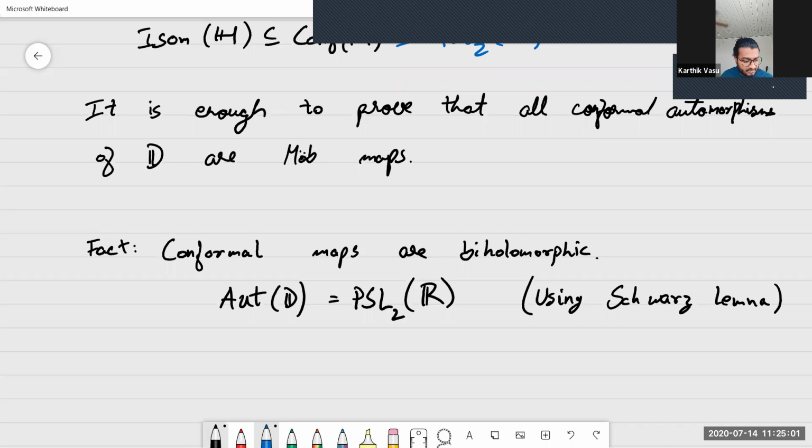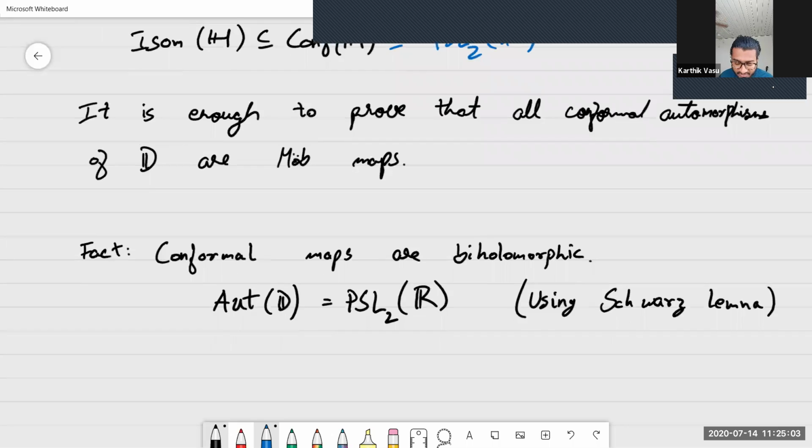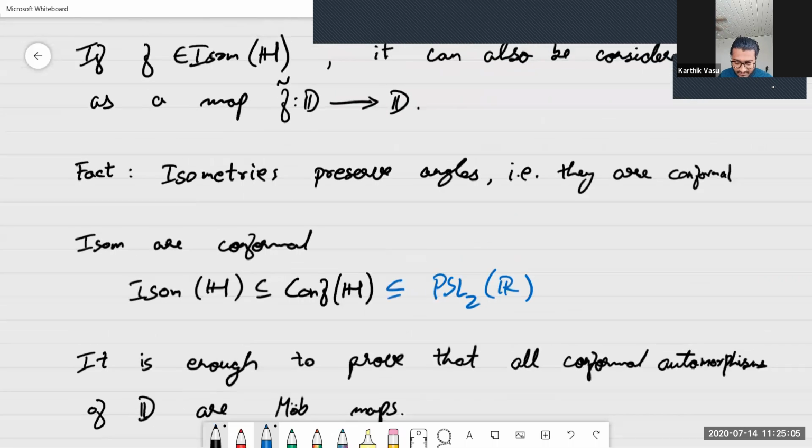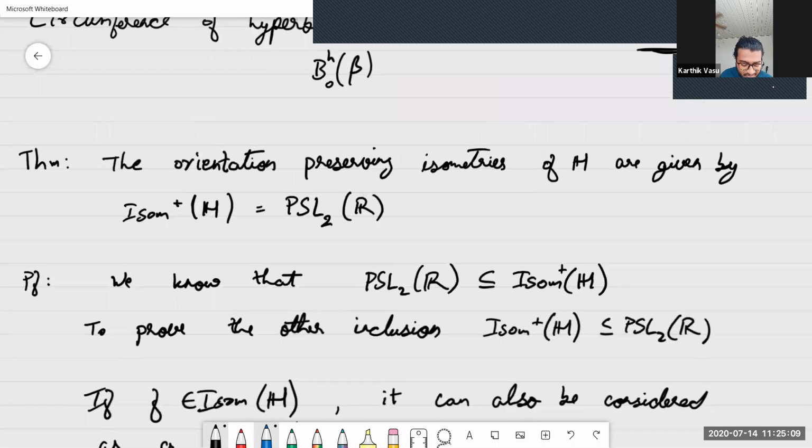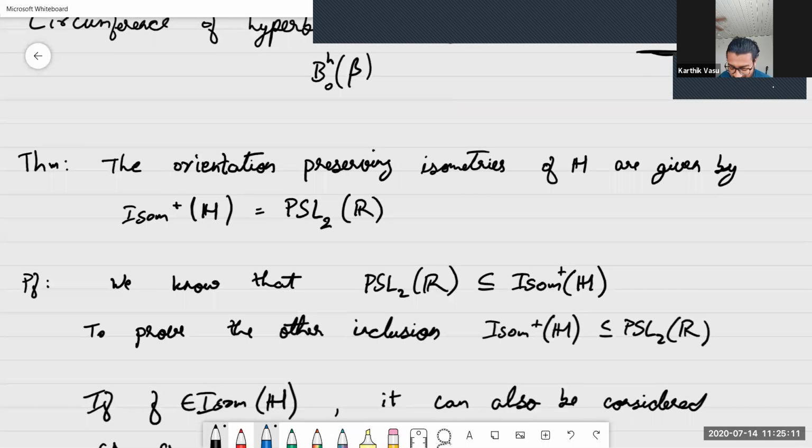This will be using Schwarz lemma. This proof has a lot of holes, but one thing you should know is all orientation preserving isometries are just this. This is the most important part you should know. Proof can be found. There are elementary ways to prove this also, but slightly longer.